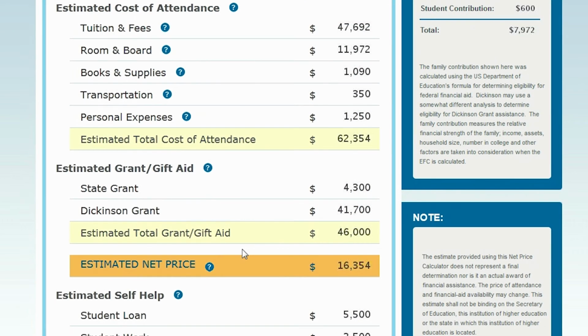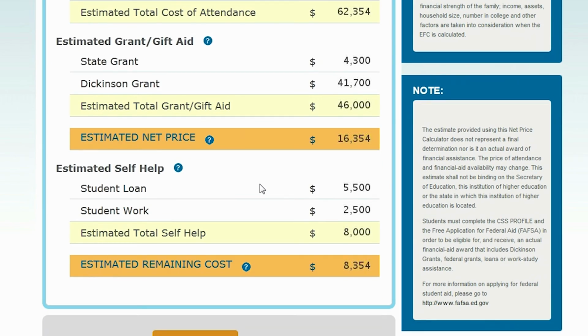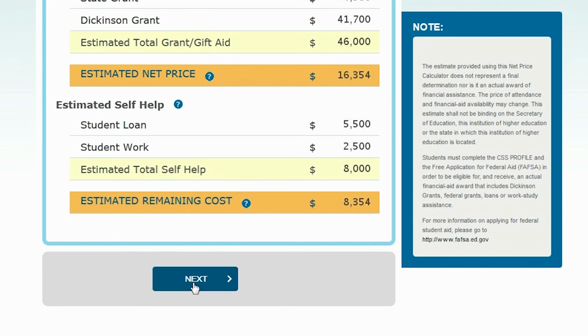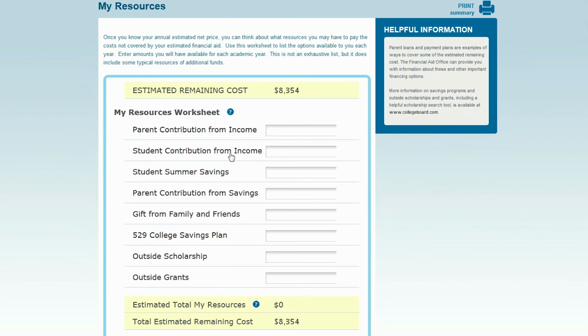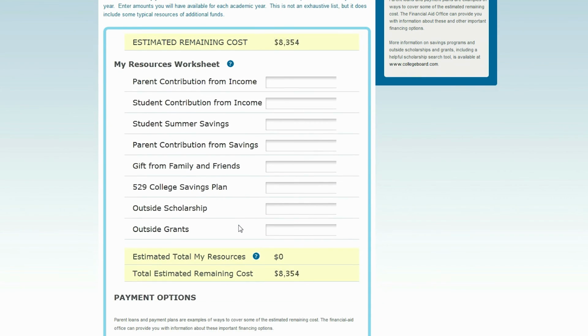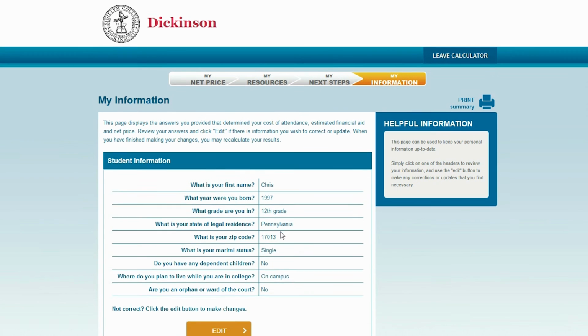Now this award would be specific only to Dickinson. Please be sure to print off your summary and keep it for your records. And please remember that it's still just an estimate. The actual award is determined when the student applies to Dickinson College and fills out the CSS profile and later the FAFSA. To go back and continue working on this, just to create different what-if scenarios, you can click on next. This gives you a worksheet to break down how you're going to pay for the college. And click next and you can get back to your data pages.